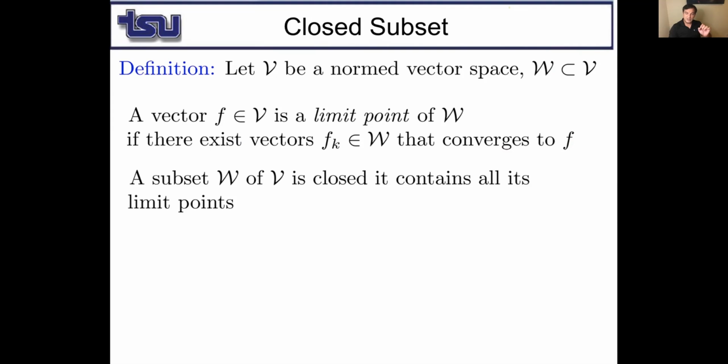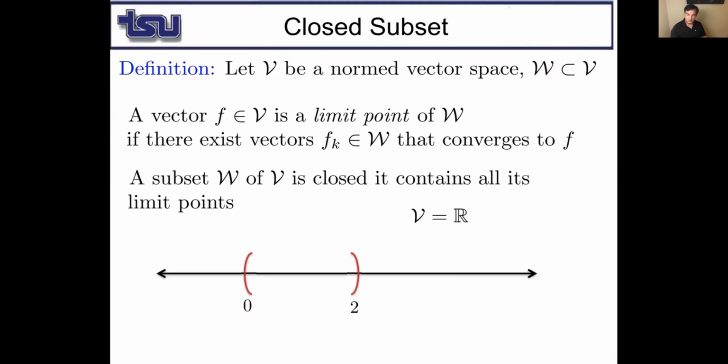So think about a vector in V. Let's call it f. And if we have a set of vectors, or sequence of vectors, in W that converges to f, we call that f a limit point of W. A subset W of V is closed if it contains all of its limit points. What does that mean? Let's see with an example and you will understand better. Think about the real line. Real line is what? V is R. And think about the interval (0, 2). The interval (0, 2) is W, which is a subset of the real line, right?